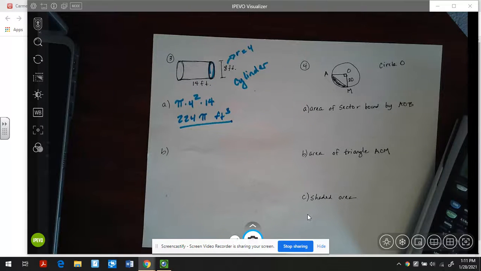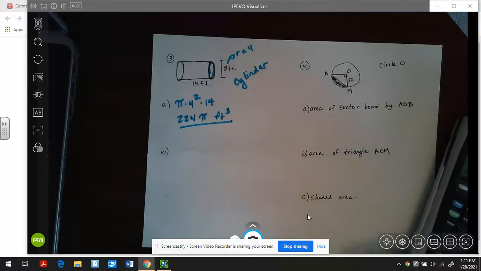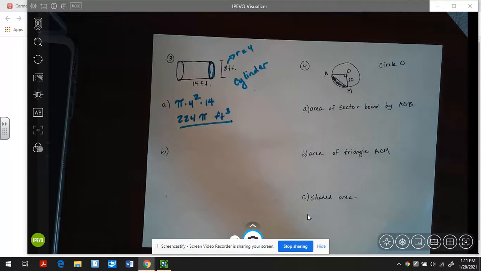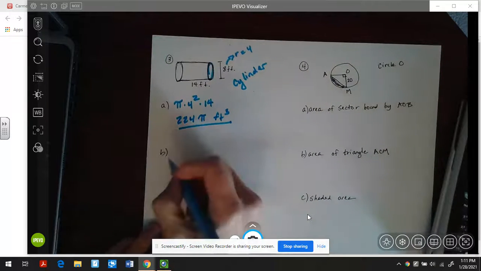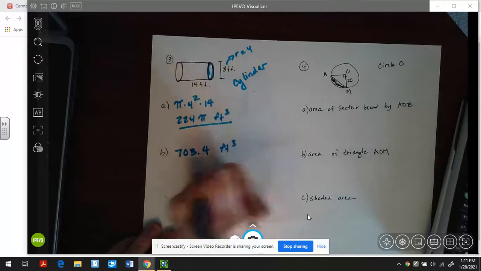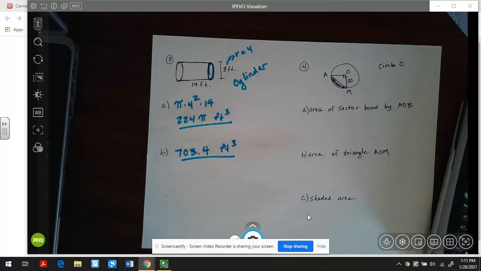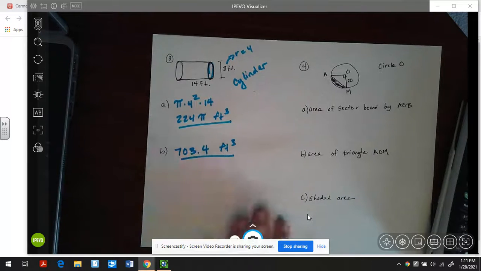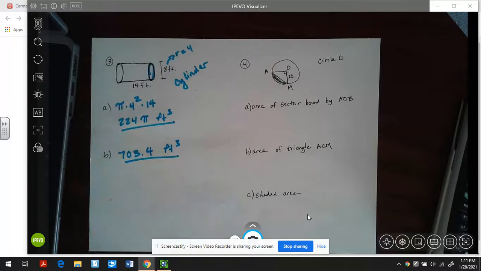For problem B, please now find the decimal estimate for the volume of this cylinder. 703.4. And our last problem for today. This is one of those Loon problems, so we're going to do this step by step.